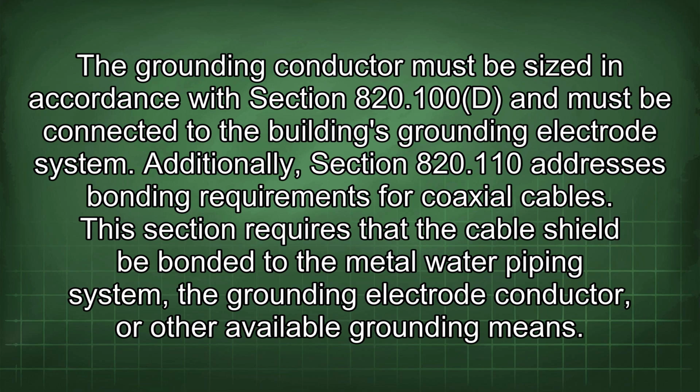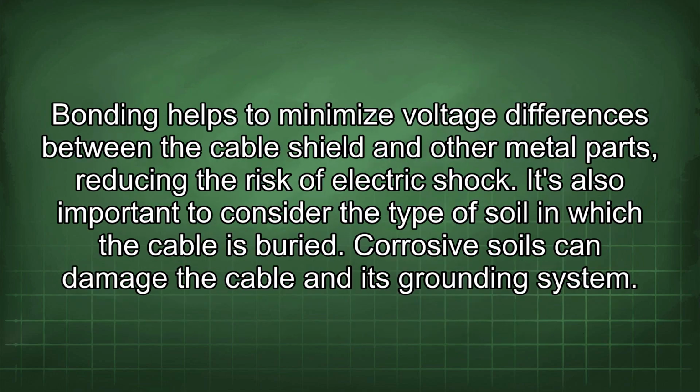Additionally, Section 820.110 addresses bonding requirements for coaxial cables. This section requires that the cable shield be bonded to the metal water piping system, the grounding electrode conductor, or other available grounding means. Bonding helps to minimize voltage differences between the cable shield and other metal parts, reducing the risk of electric shock.